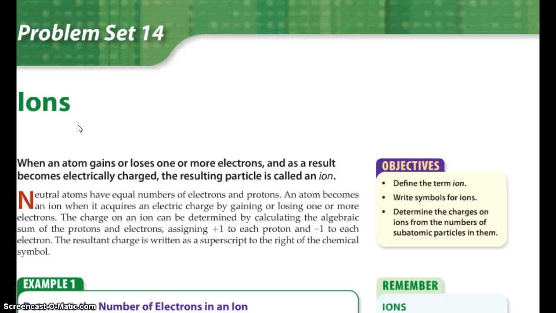The resultant charge is written as a superscript or an exponent to the right of the chemical symbol. Objectives: define the term ion, write symbols for ions, determine the charges on ions from the numbers of subatomic particles in them. In other words, figure out how many protons and electrons, put them together.